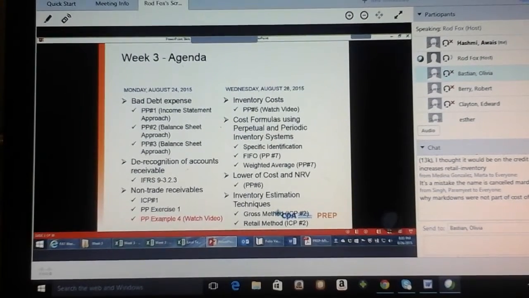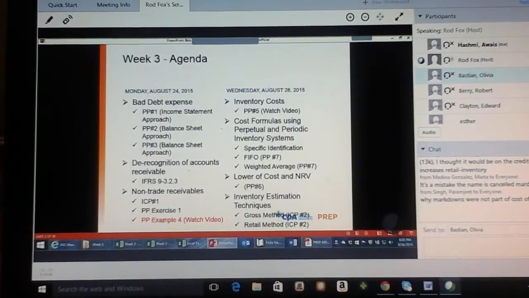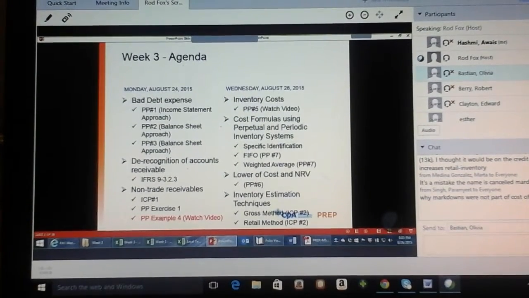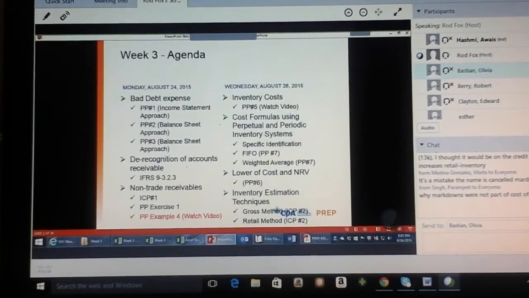And then the non-trade receivables are important, but as we move on through the weeks, those are going to make total sense as well, because we'll be seeing that more, maybe in the second module.